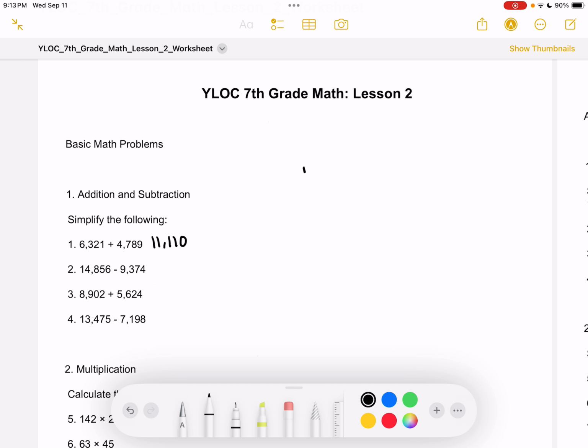The next problem is 14,856 minus 9,374. 6 minus 4 is 2. We would take out from 8. 15 minus 7 is 8. 7 minus 3 is 4. We would take out from 1. And 14 minus 9 is 5, giving us a total answer of 5,482.